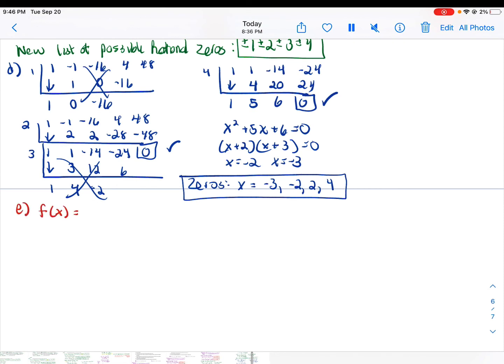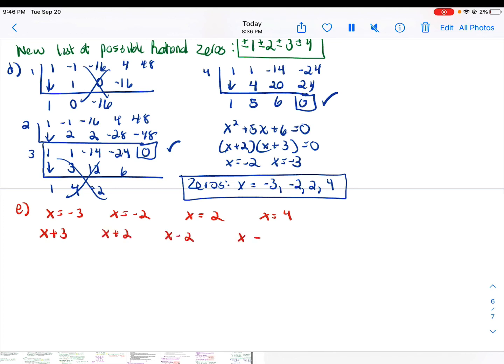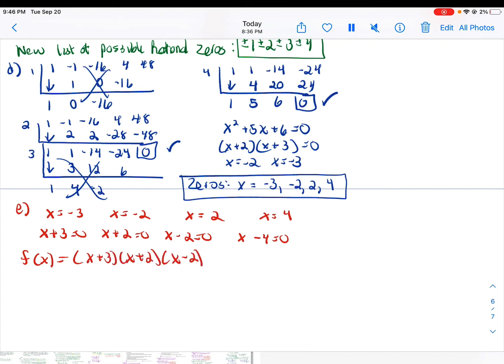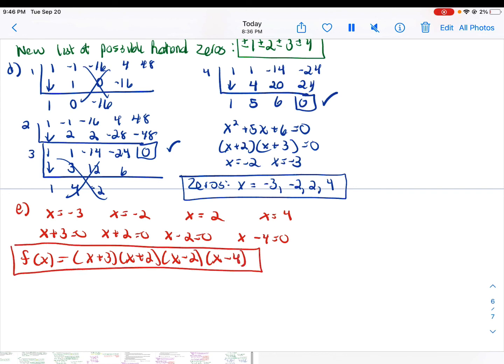So remember to rewrite your function as a product of linear factors. All you do is take your answers, your zeros. So the zeros I have here are x equals negative 3, x equals negative 2, x equals 2, and x equals 4. Then solve these equations by getting them equal to 0. Move everything to one side of the equation, and then those are all your factors. So f of x would be equal to x plus 3 times x plus 2 times x minus 2 times x minus 4. Okay, and that's how you put it all together.